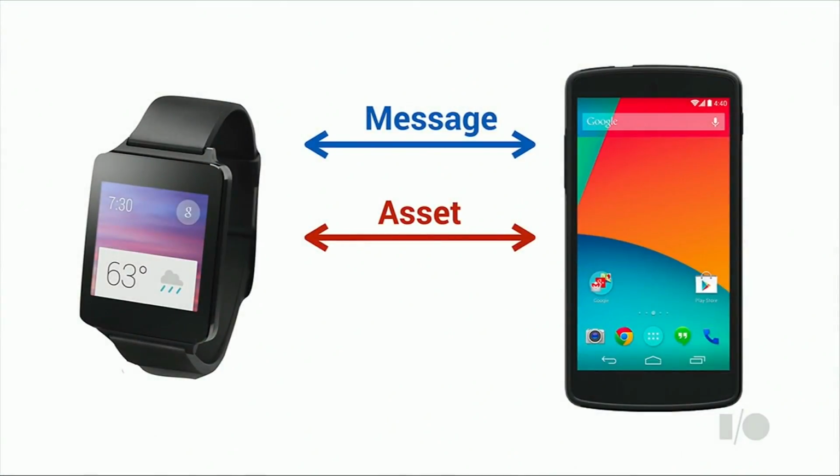The second API is the Asset API. The Asset API you use to transfer binary blobs, images, for example, or other kinds of binary data between the wearable and the other device. So one use case would be your phone downloads an image, right? It resizes it to match the resolution of the wearable device, and it then sends it over to the wearable device as an asset. That's a perfect example of data being transferred as an asset.